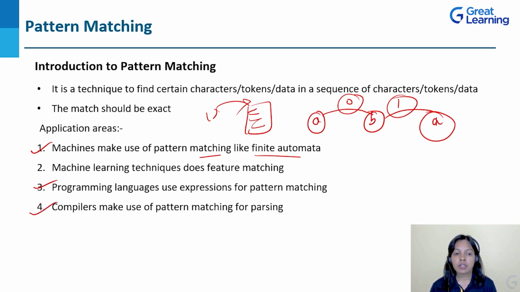Lastly, there is one more application area when it comes to compilers. Compilers convert a given set of code into a parse tree. That is called parsing. And after that, it performs pattern matching on that as well. So these are the application areas in the computer science domain where pattern matching is used.